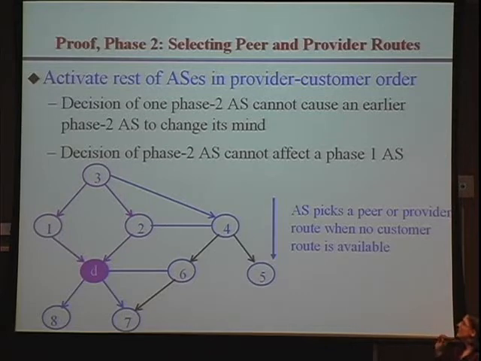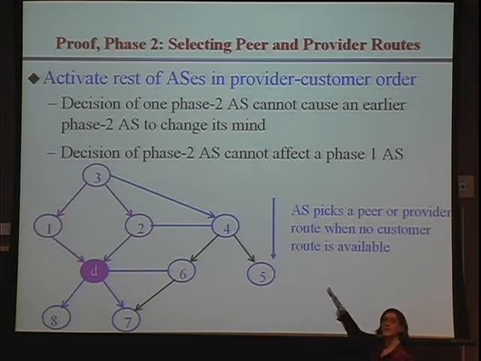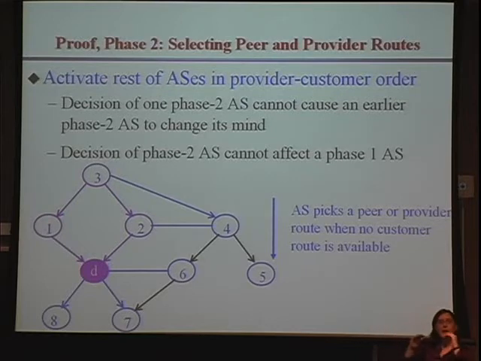But the key point here is I used all three of my assumptions. I used the DAG, the fact that this is an acyclic graph, to construct this ordering. I used prefer customer, in fact, to make it clear that everybody can pick a route as soon as all of their customers have made a choice. And finally, I used the restricted export restrictions to know that there's no chance people will learn things later through some indirect chain of provider or peer kinds of edges.